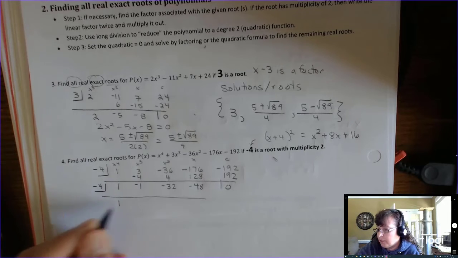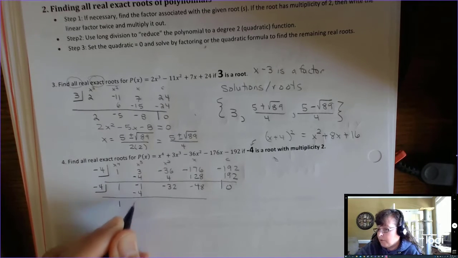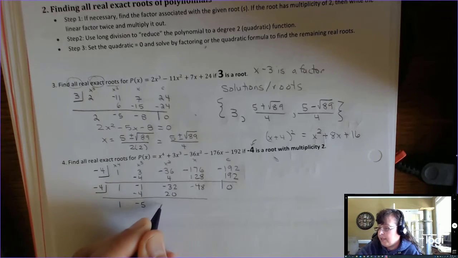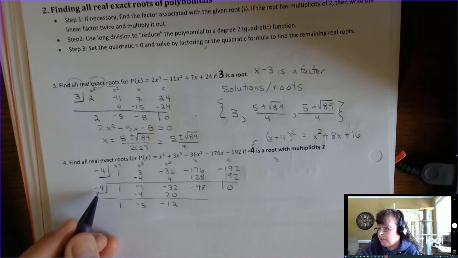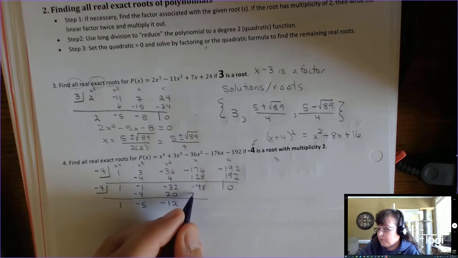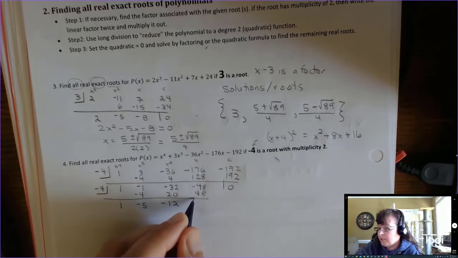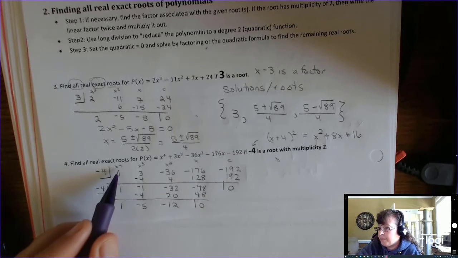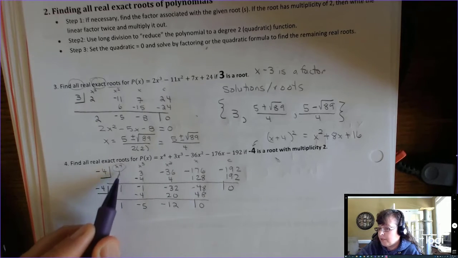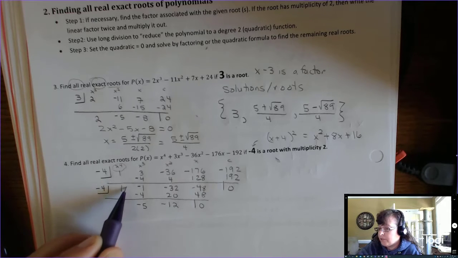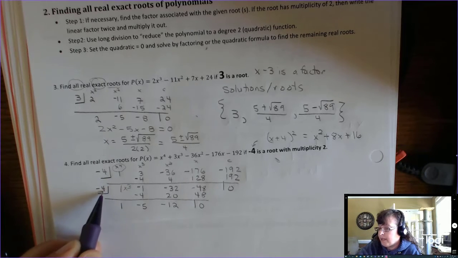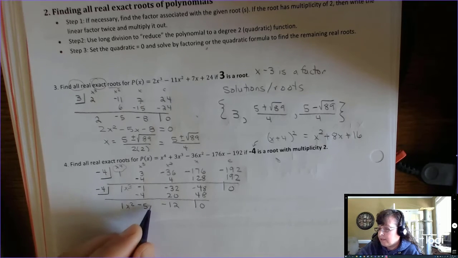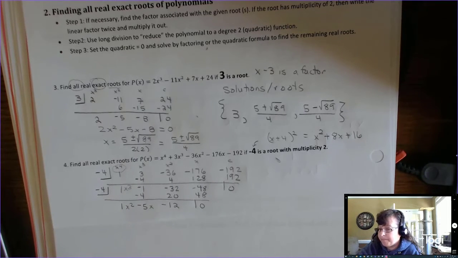So then that's 1, and then multiply, and that gives you negative 4. And then add, and that gives you negative 5. And then multiply, that gives you 20. And then add, that gives you negative 12. And then negative 4 times negative 12 is positive 48, and the remainder is 0. Okay, so look at what happens here. You started out with an x to the 4th. You divided, these are the results, that's an x cubed. You divided by a linear factor, so that's x squared. So we still have to keep going.